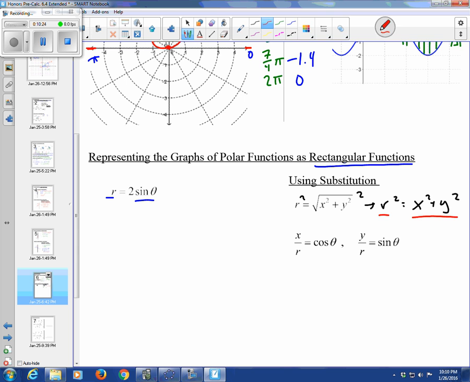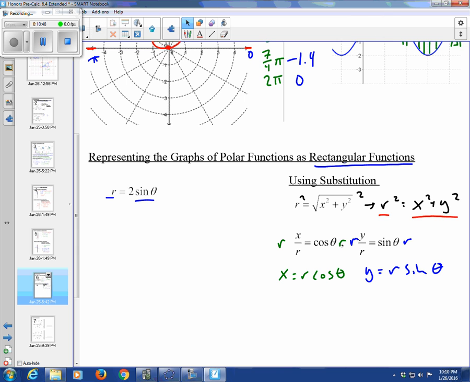So if we want to define cosine as just an x, we can multiply by r on both sides, and we would get x equals r cosine theta. And similarly, we could multiply by r on both sides for our definition of sine, and get y equals r sine theta. Now what we're going to look to do with our polar function is to substitute for r and sine theta with our relationships that we're seeing over here.